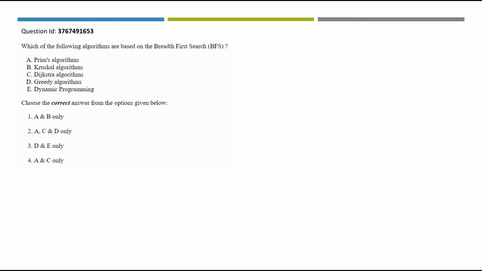Next question. Which of the following algorithms are based on the breadth first search? When you take breadth first search application, Dijkstra's algorithm will have a direct application.